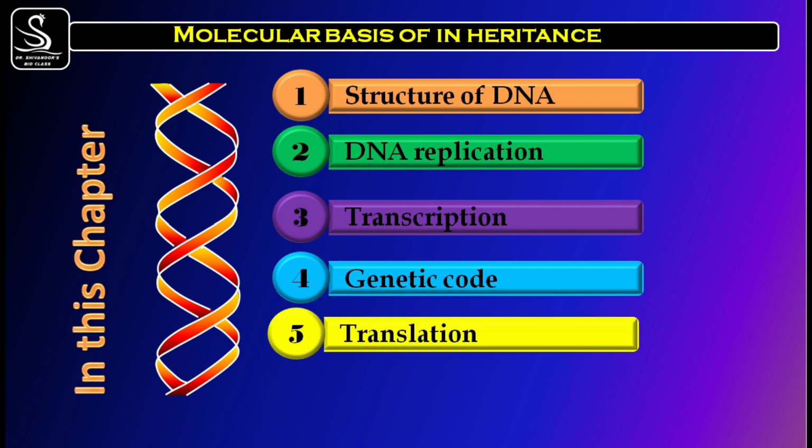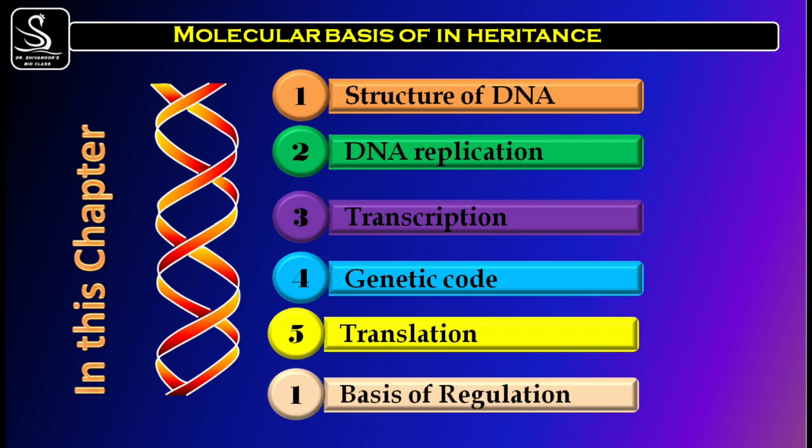And one more point, the translation process, we are also going to understand: from the RNA, how the protein is formed, that also we are going to cover in this chapter. And one more point, it must be number 6. One more point we are going to understand in this chapter is the basis of regulation. All these details we are going to understand.